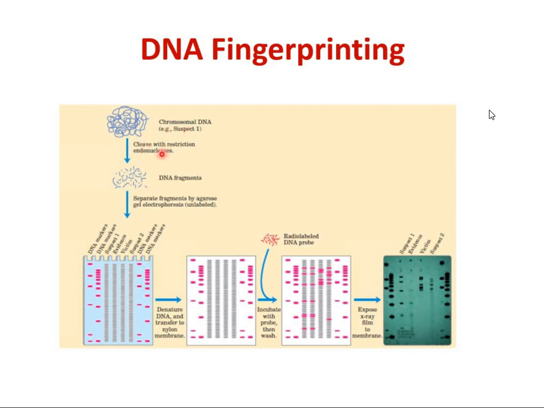What you do is you just cleave it, extract the DNA, cleave it with restriction endonucleases, separate it using gel electrophoresis, then denature the DNA, transfer it to a nitrocellulose membrane, probe it using radiolabeled probes. Then you use this autoradiography technique. What you get is a pattern.